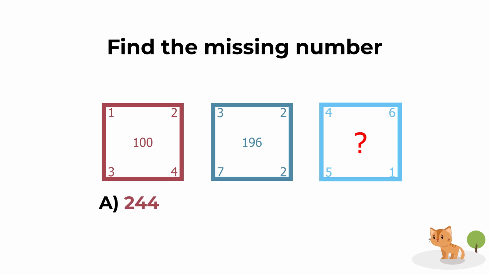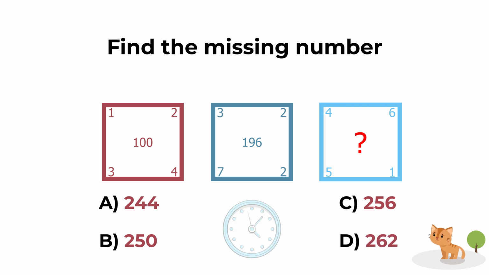Choice A, 244. Choice B, 250. Choice C, 256. And choice D, 262. Do you see the answer? I'm gonna give you a quick hint. What is so special about numbers 100 and 196? Did you figure it out?